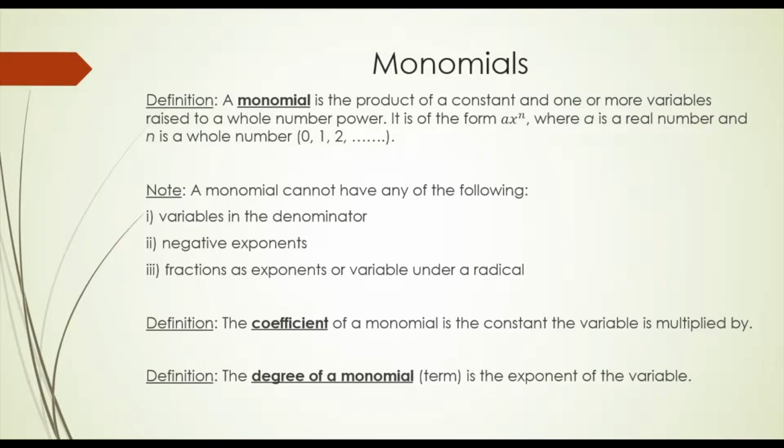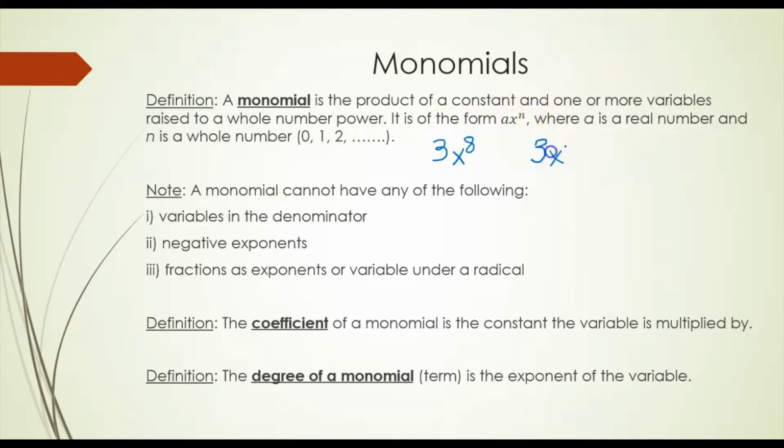To begin, we'll talk about monomials. A monomial is the product of a number and one or more variables raised to a whole number power. So for instance, this is any number, let's say 3, times a variable, let's use x, raised to a power that is a whole number, anything 0, 1, 2, 3, 4, 5. So like 3x to the 8th, that's an example of a monomial.